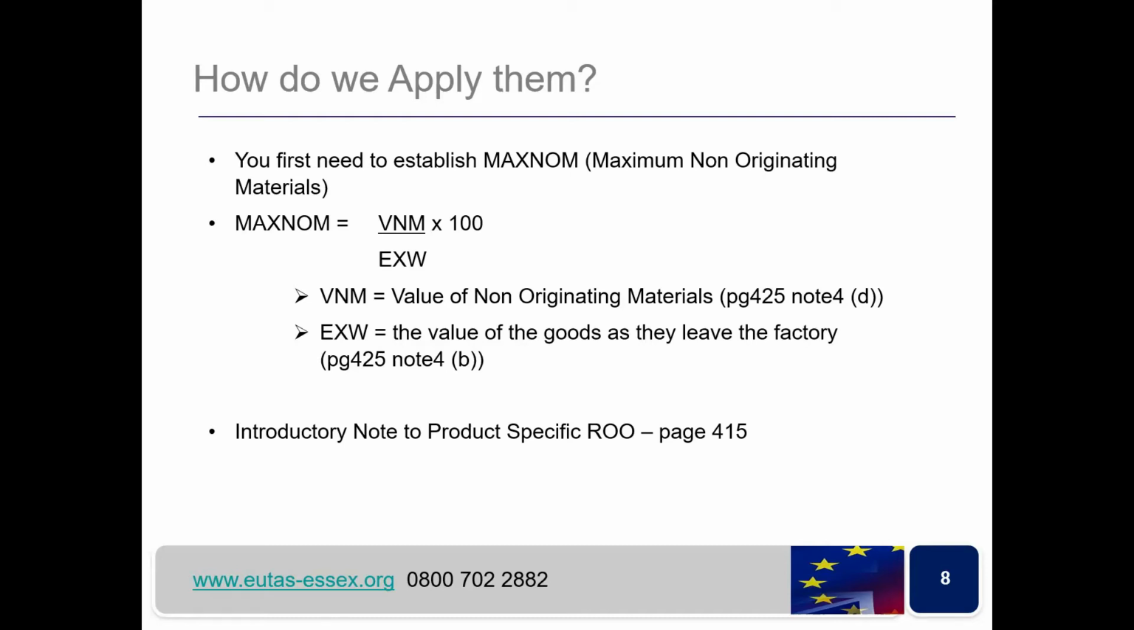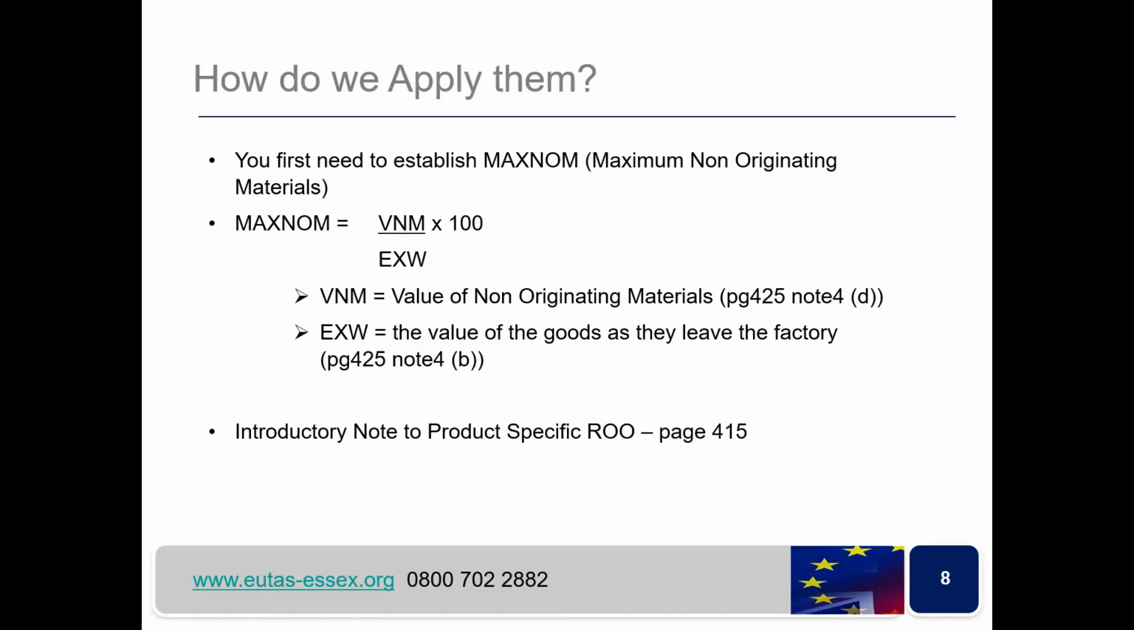For example, the Maxnom is calculated by the value of the non-originating materials, and that is literally the value of those products to be used in production. There are some extra parts of the value chain that you can add to that, but again, check out on 425. It will tell you there exactly what you can apply in terms of that cost.